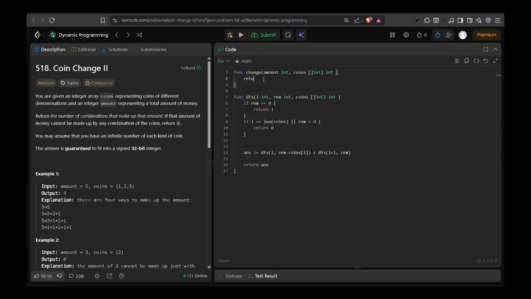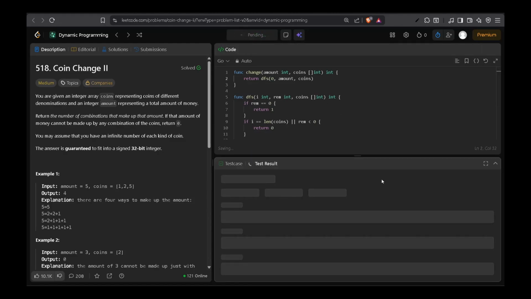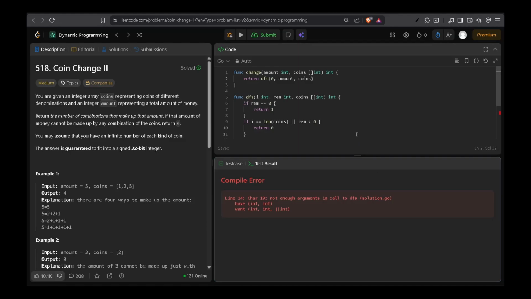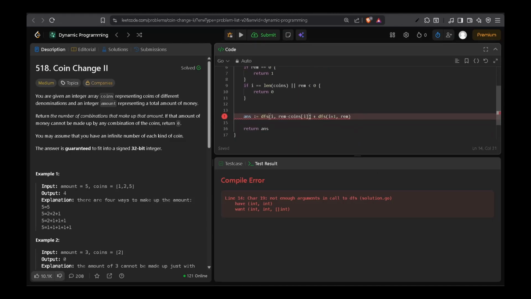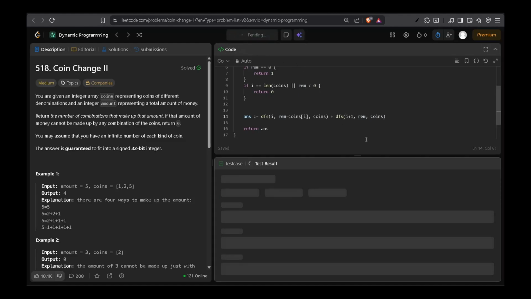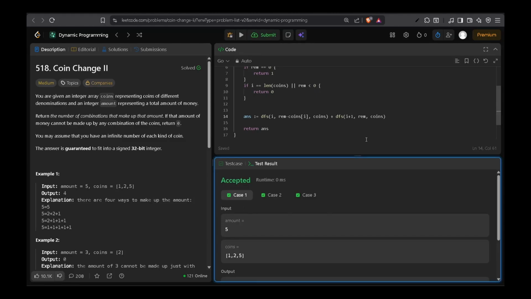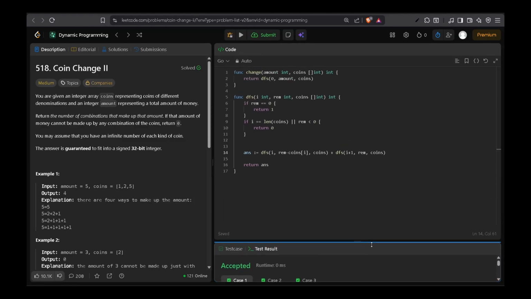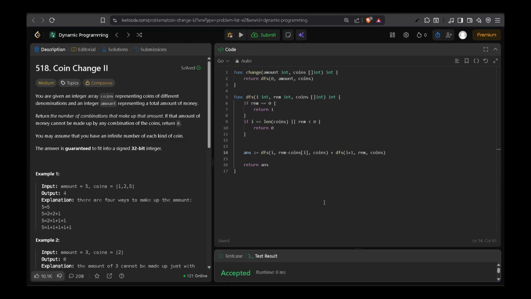Let's try calling this. Return dfs of, it will start from the 0th index, remaining will be equal to amount at the starting, and we'll pass the coins. Let's see if it runs or not. Okay, we have to pass the coins, right? Yeah, it's running, but it will give a time limit exceeded error, so we need to memoize it, right?